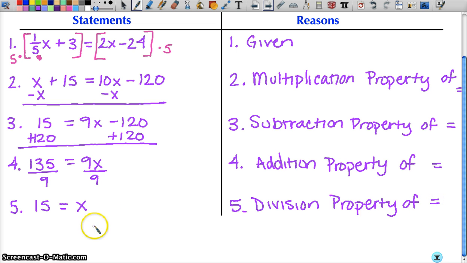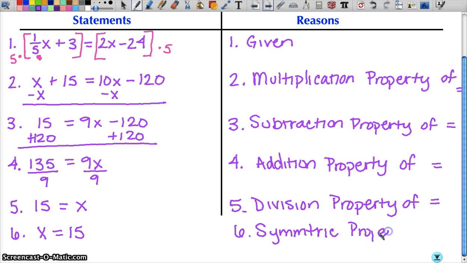And then in our sixth step, remember you want this to match, so we're going to flip it to make it x equals 15. So in step 6, we got that because we used the symmetric property of equality.